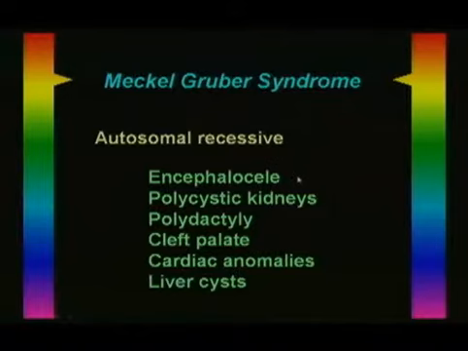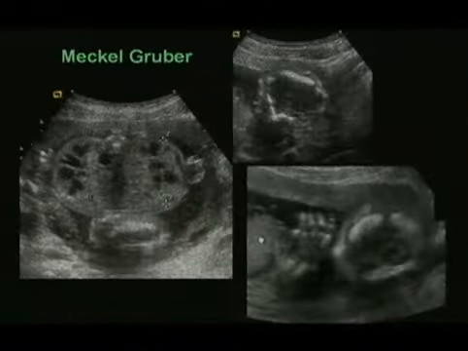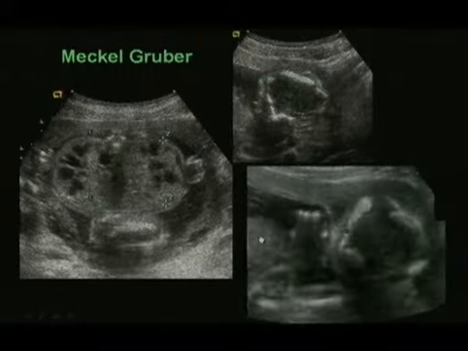These fetuses also have encephaloceles, they have polydactyly, they often have cardiac anomalies, and as with polycystic kidney disease, they often have liver cysts. They may also often have a cleft palate. So here is a fetus with Meckel-Gruber.